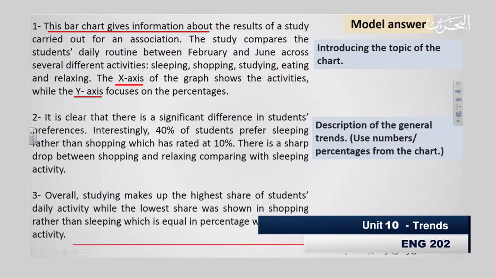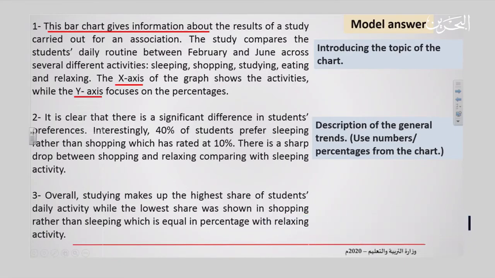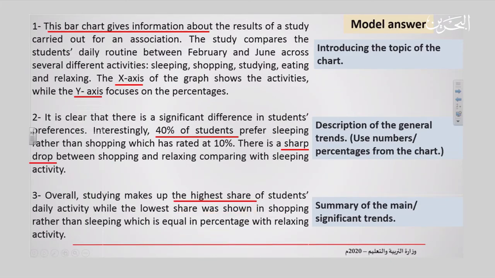Paragraph number 2 describes the general trends using numbers and percentages from the chart itself. For example, 40% of students, sharp drop. Last paragraph, which is a summary of the main and significant trends, the highest share overall and the lowest share as well.